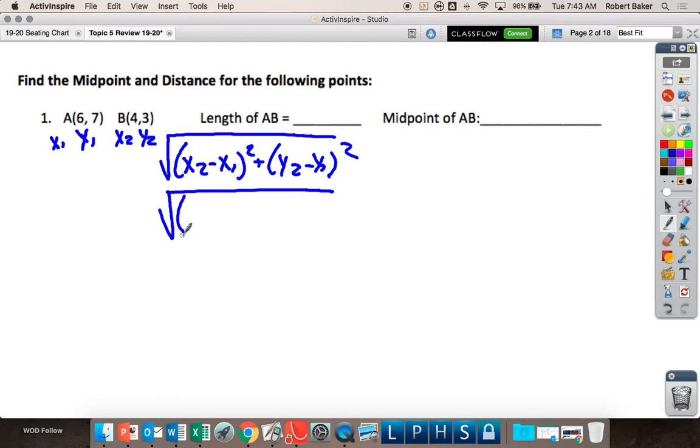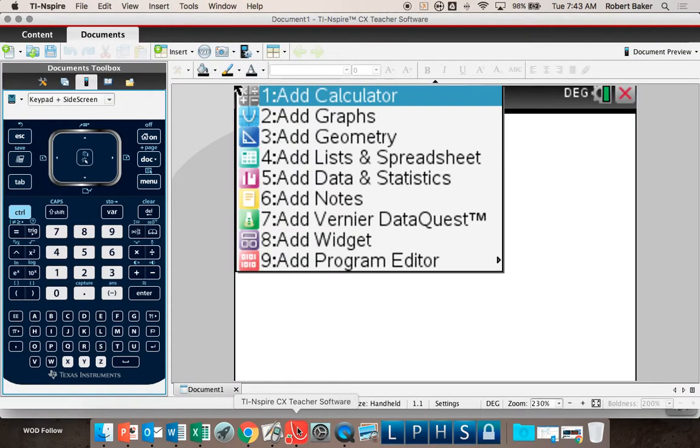So x2 is the number 4, x1 is 6, y2 is 3, y1 is 7. So you need to take this equation and plug it into your calculator and figure out what the length of AB is. So I'll show you this one.